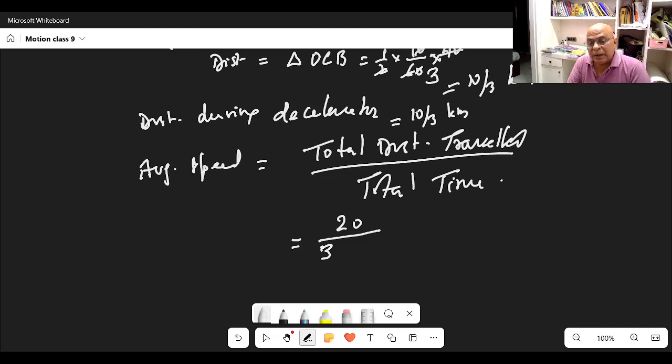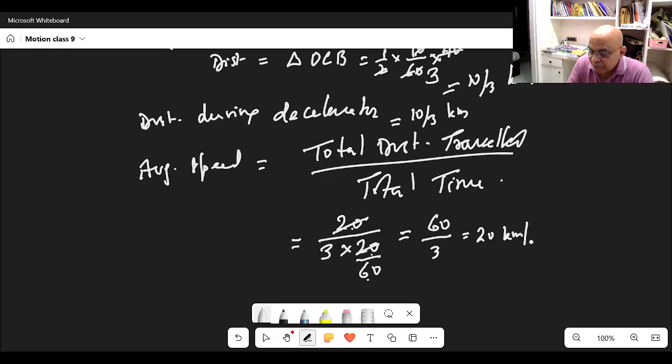And the time taken, how much time has it taken? 10 minutes plus 10 minutes, meaning 20 minutes. But you have to change it into hours, so 20 by 60. Here you see this 60, this 60, this 20 will go, 60 will go up. 6 by 3, which means 20 kilometers per hour. This will be its average speed.